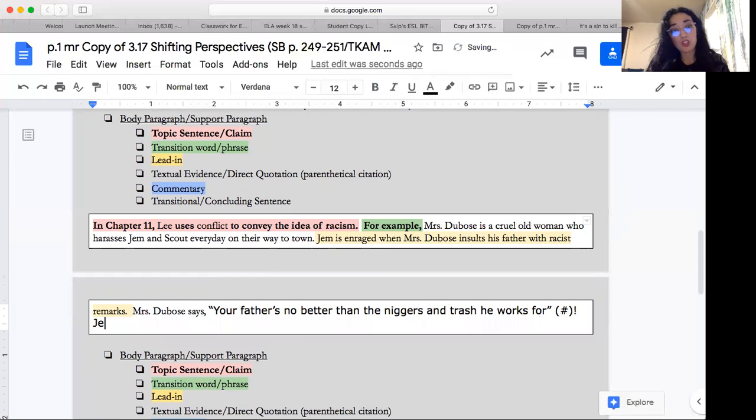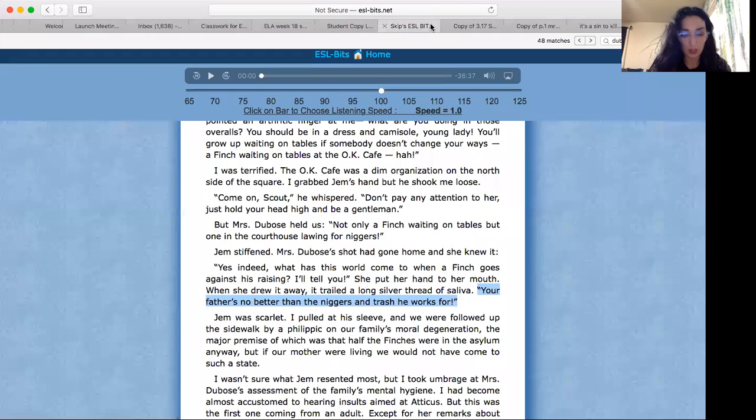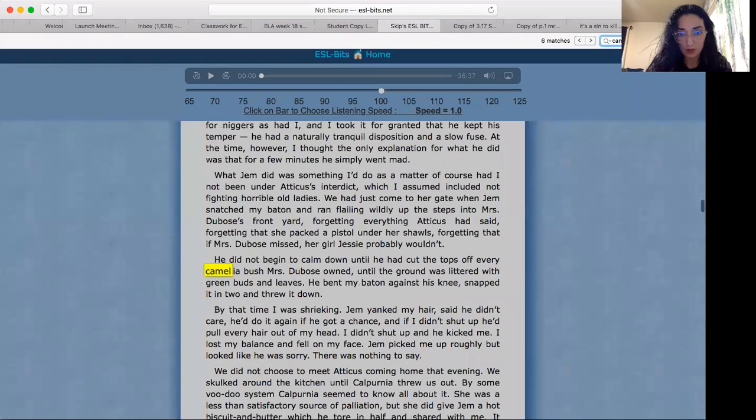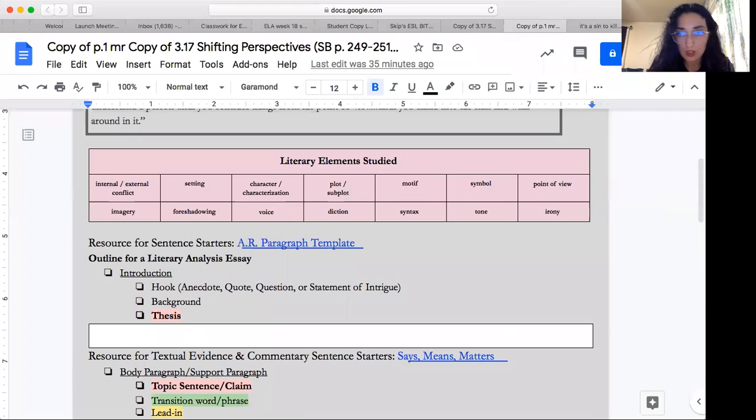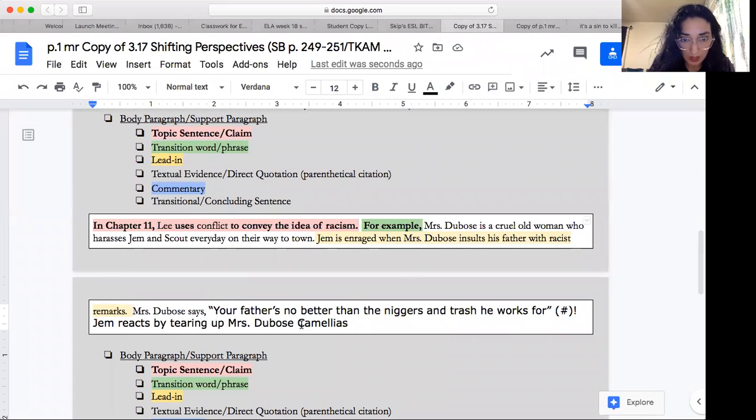And then I might say what Jem does after. Jem reacts by tearing up Mrs. DeBow's camellias. Did I spell that right? Let me check. I'm not sure if I spelled that right. Camellias. Oops. Yeah, camellia. Oh, but it's not a proper noun, so it's not capitalized. Okay, so let's make that lowercase.